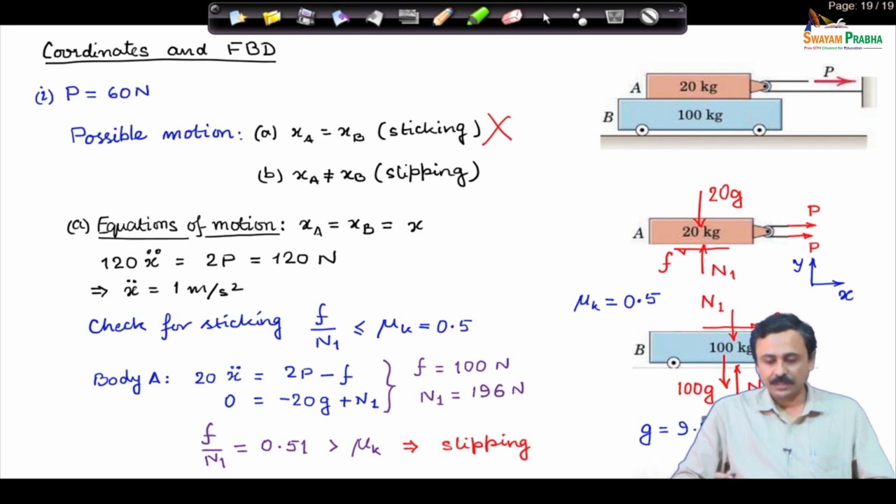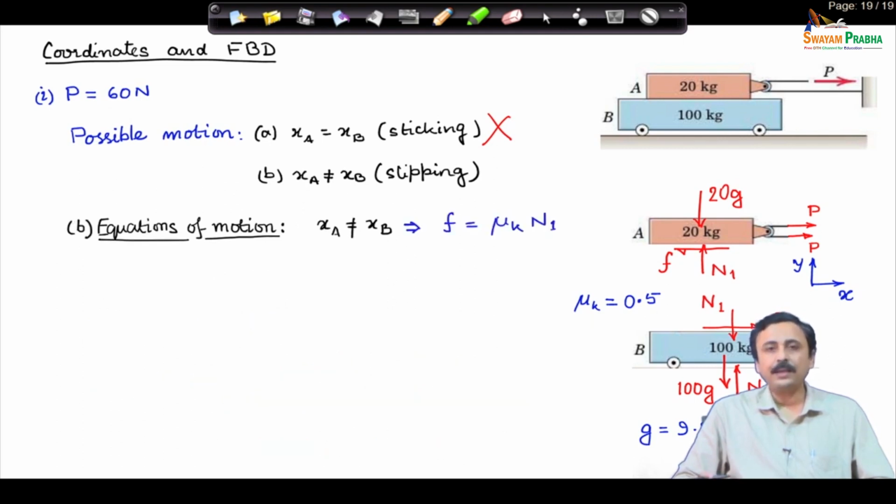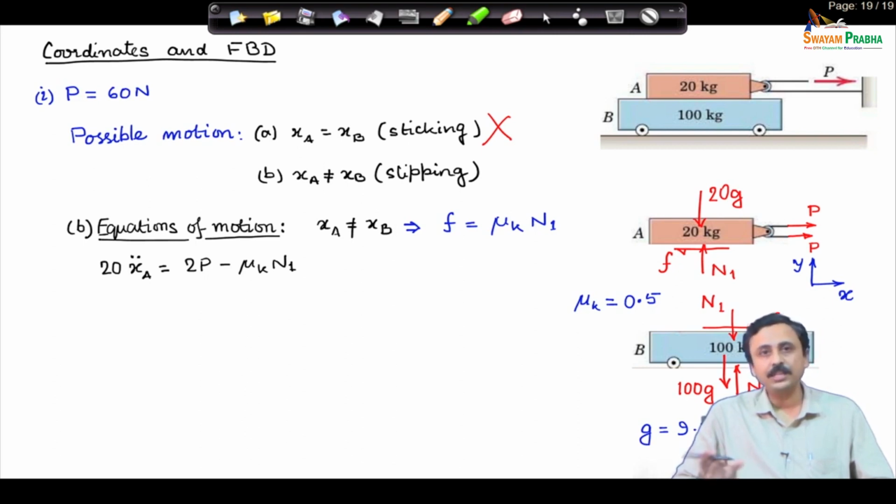We come to the next possibility, which is slipping. Once it is slipping, then I definitely know the force of friction will be mu k, the kinetic coefficient of friction, times the normal reaction at the interface. This is known because it is sliding. Now, I have to write for the individual blocks, because the motions of these two blocks are different. Therefore, for the 20 kg block, from its free body diagram, I can easily write down this equation of motion, and here I have taken the force of friction as mu k times N1 directed in the negative x axis direction.